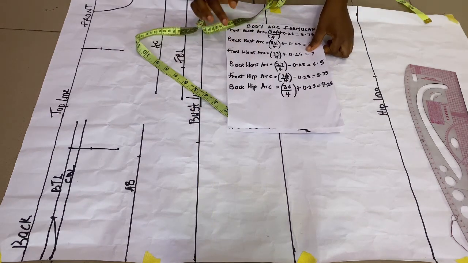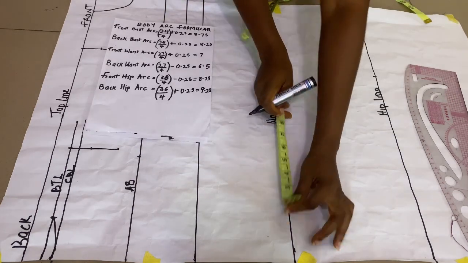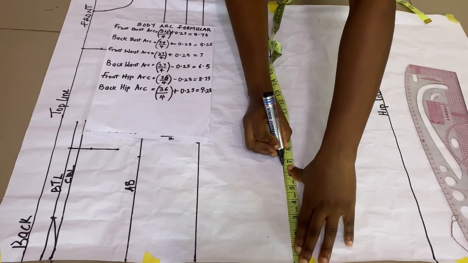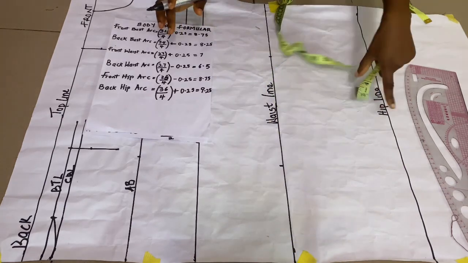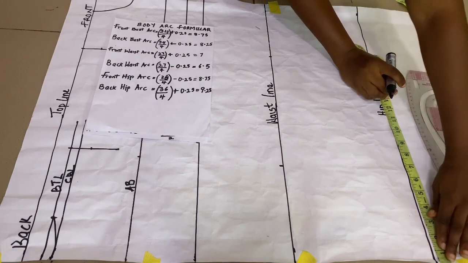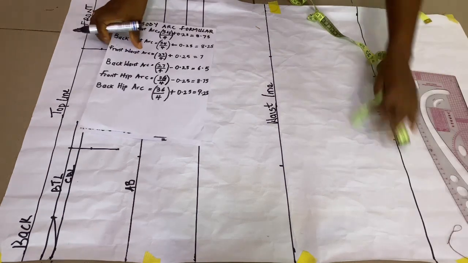While the back waist arc is 6.5. I'll mark it from this edge of the paper. I'll mark 6.5. And for the hip, the back hip arc is 9.25. So I'll also mark it from this edge of the paper, 9.25.